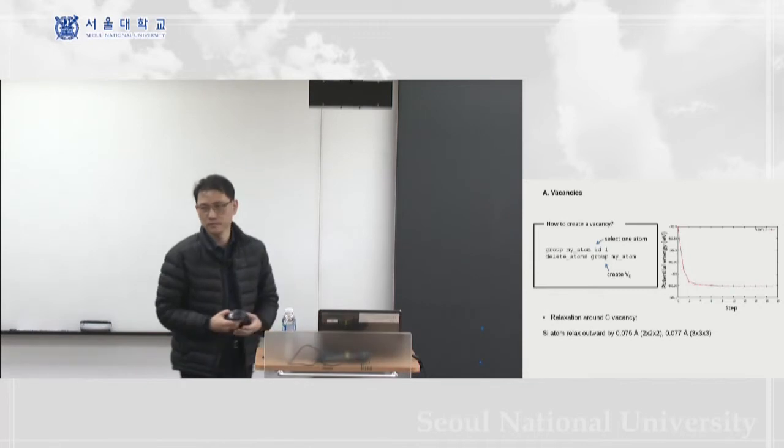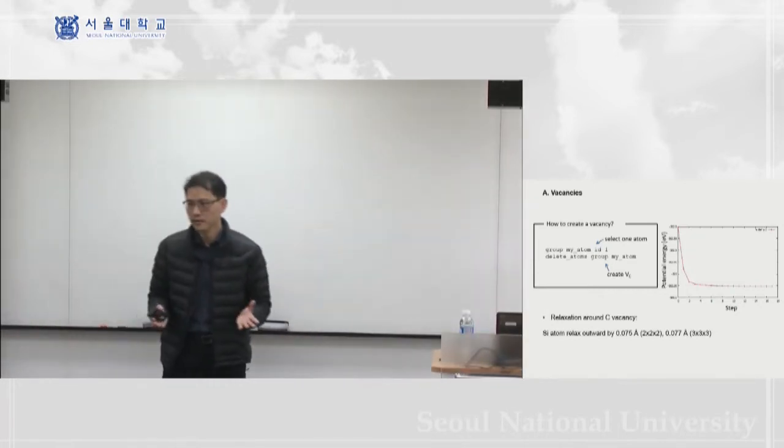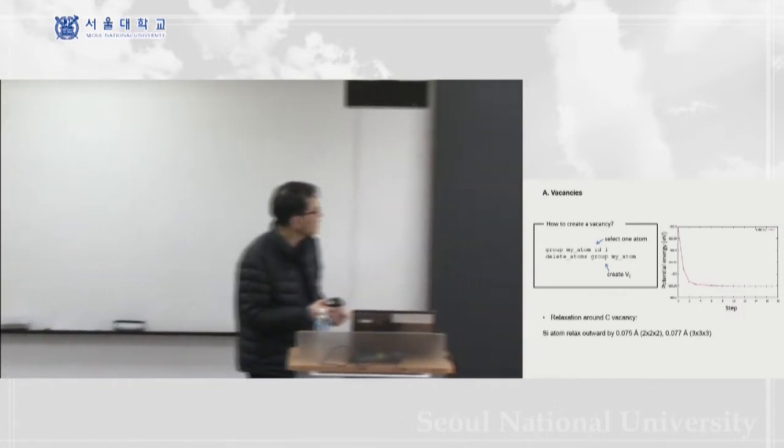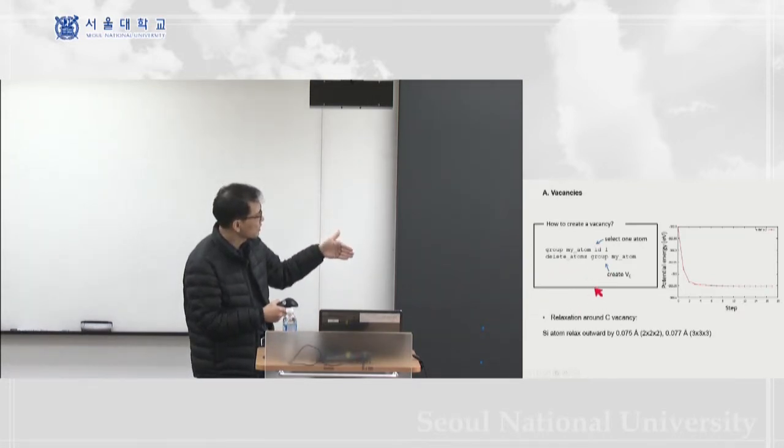Everything's okay? All right. So how can we make the vacancy? You will practice this in more detail in the next class. But you simply just remove one of the atoms from your supercell. You repeat it, and then you remove one atom.